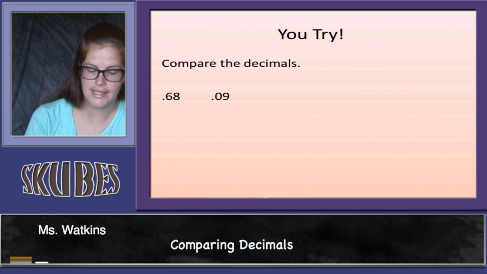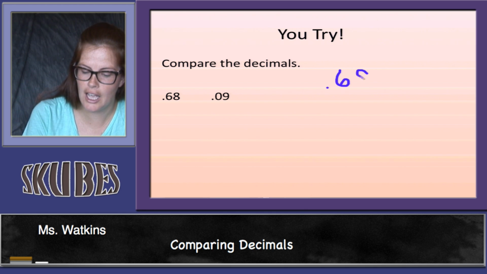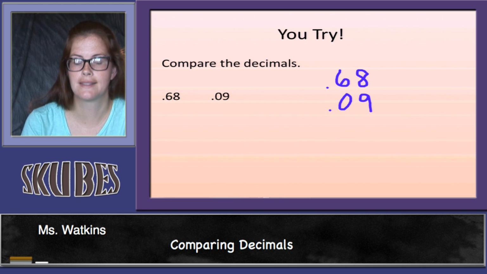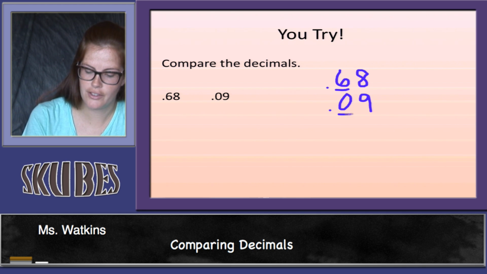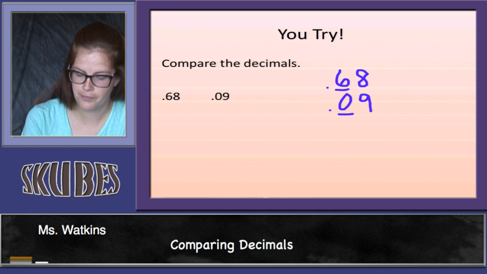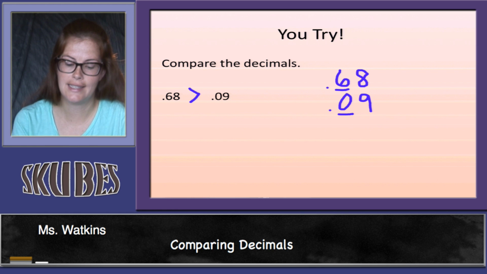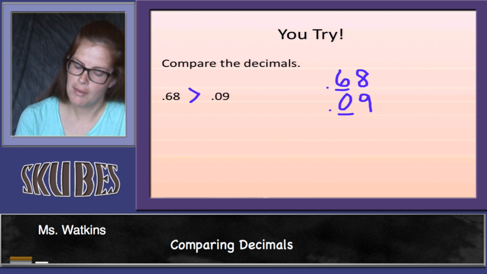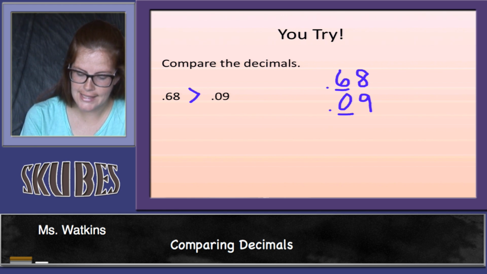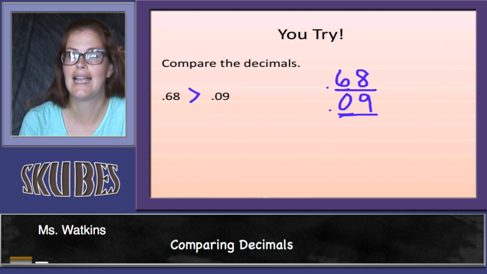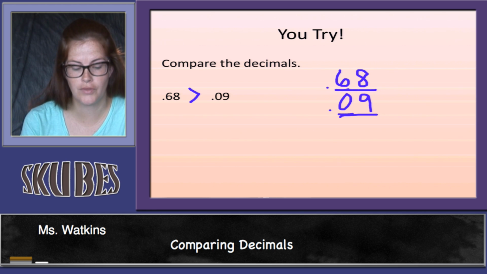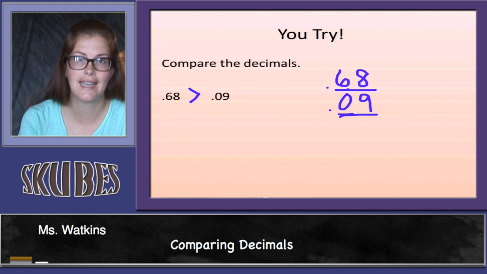All right, last, compare these decimals. We have 68 hundredths, and we have 9 hundredths. So let's look at our tenths place first, since that's the larger place value. So 6 is greater than 0. So I already know 68 hundredths is greater than 9 hundredths. If I was thinking about this in terms of money, this would be 68 cents, and this would be 9 cents, and 68 cents is greater. So 68 hundredths is greater than 9 hundredths.